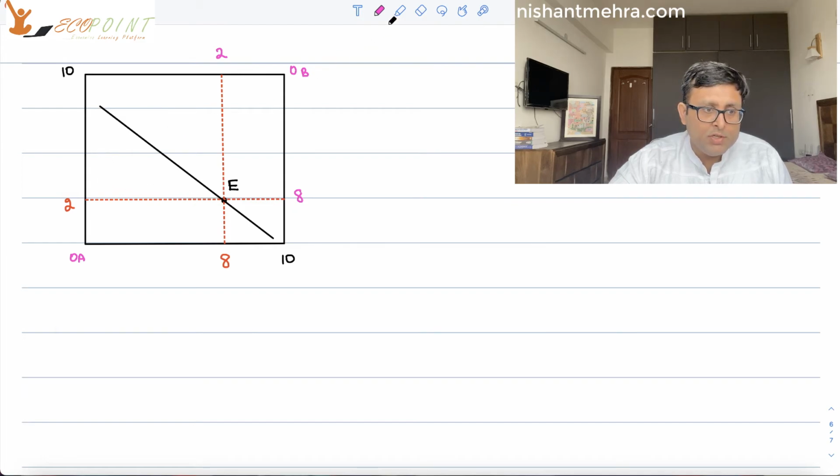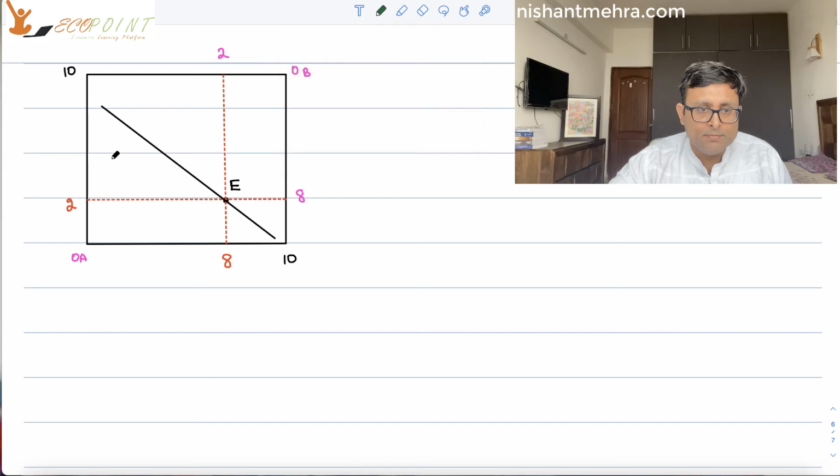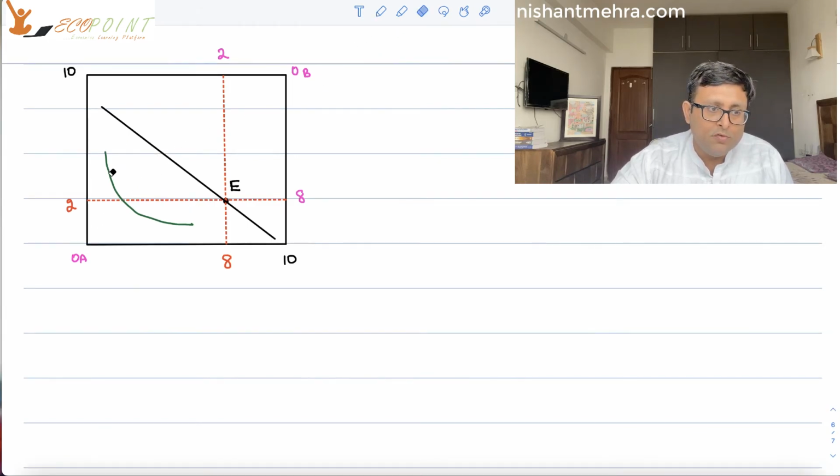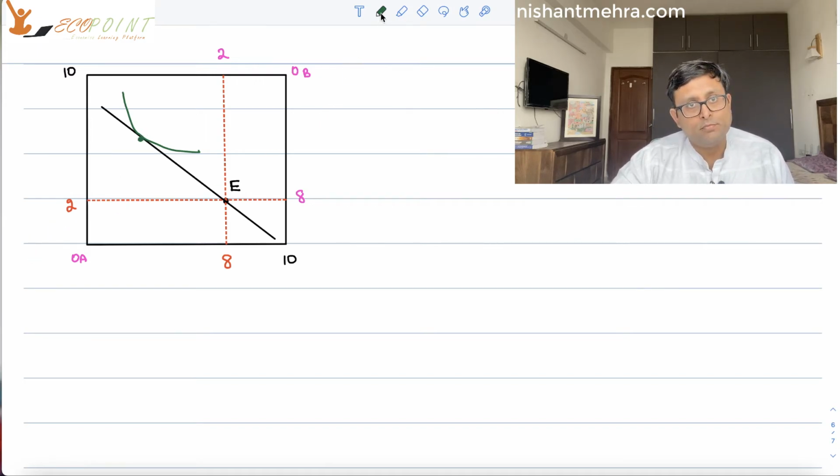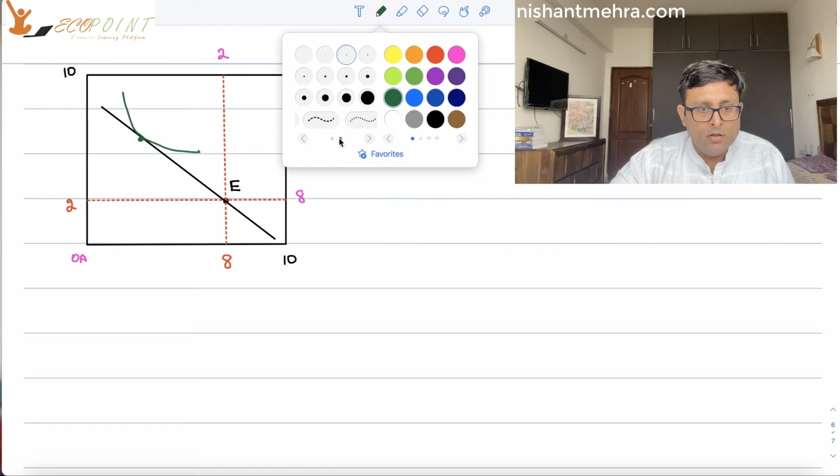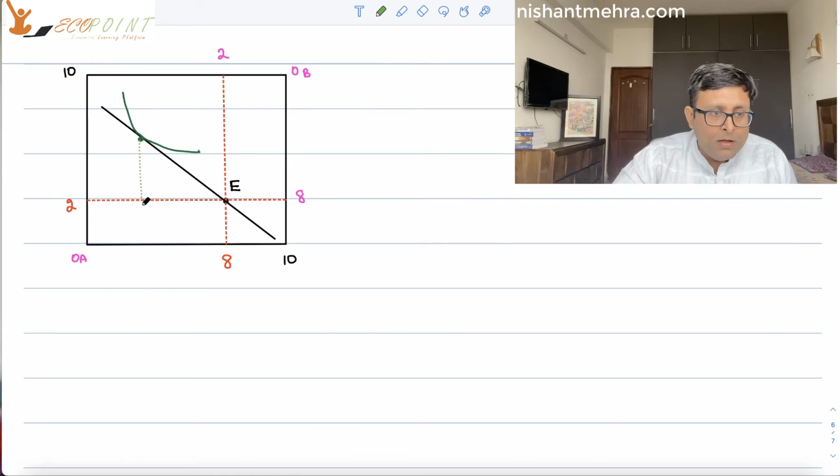My utility functions are going to move like this, let us say. Given this budget line, is this my highest indifference curve? No, no, no. I can go further. Is this my highest indifference curve? No, I can go further. So let us say I move till here. Given these prices, I move here, and I want to demand this much.